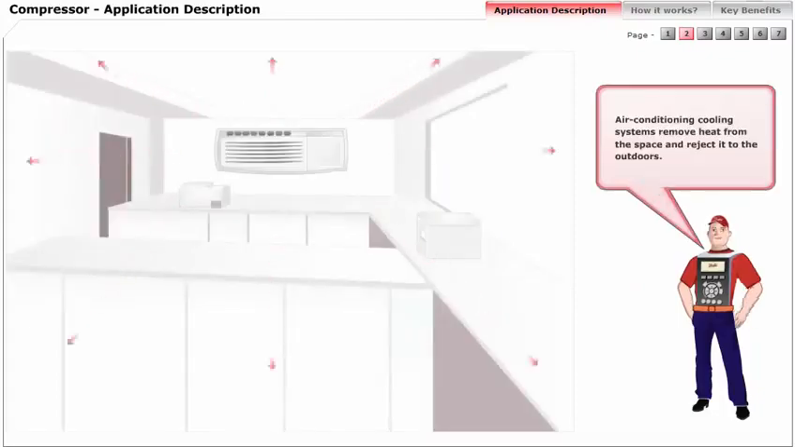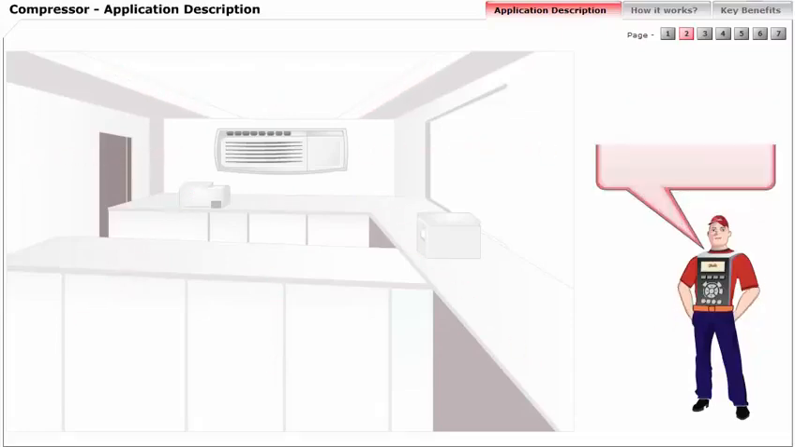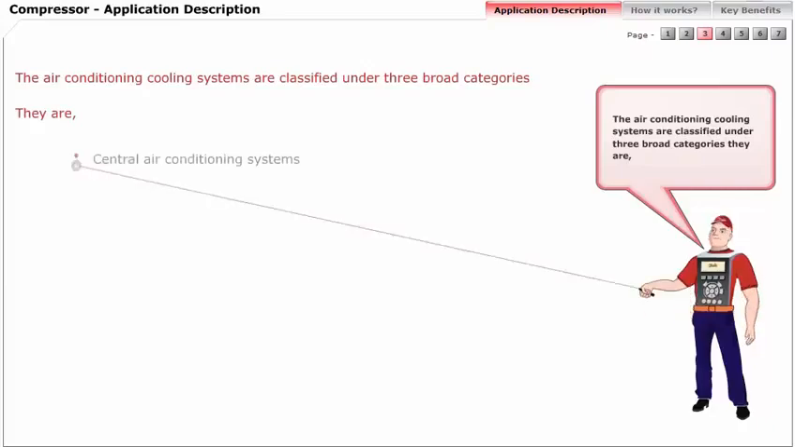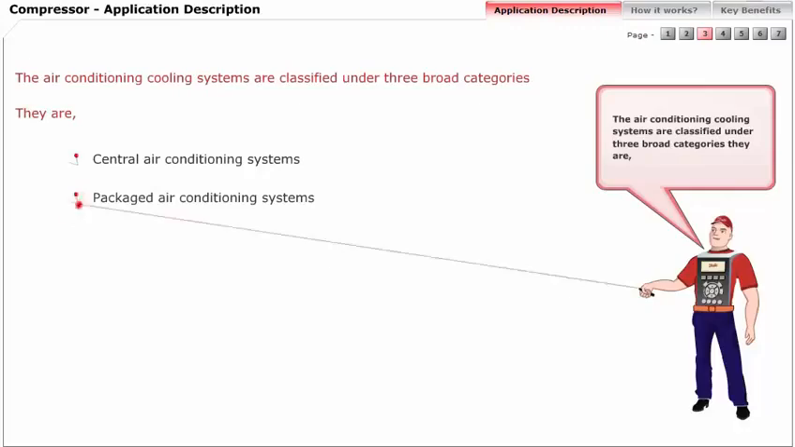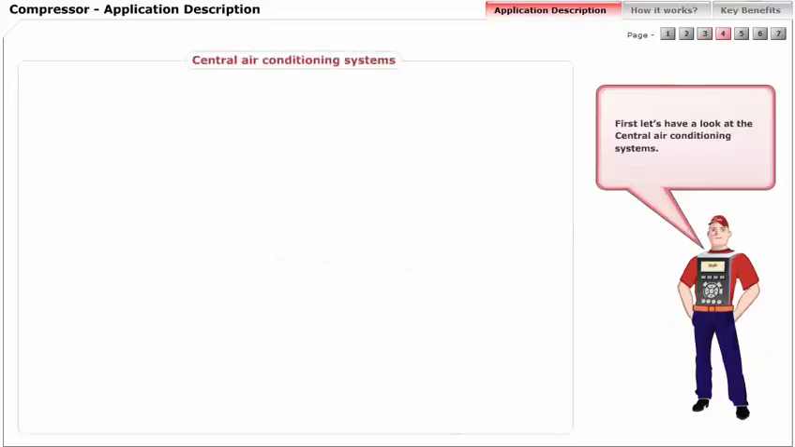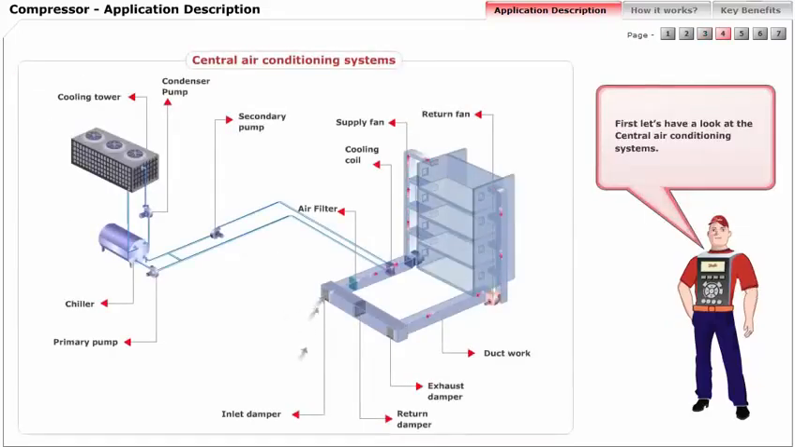Air conditioning cooling systems remove heat from the space and reject it to the outdoors. The air conditioning cooling systems are classified under 3 broad categories. They are central air conditioning systems, packaged air conditioning systems, and individual air conditioning systems. First, let's have a look at the central air conditioning systems.